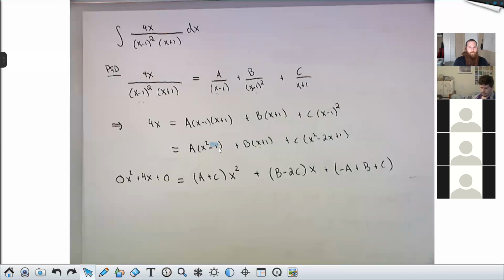And the same thing for the constant. There's negative 1 times a of them here. There's positive 1 times b of them here. And there's positive 1 times c of them here. So negative a plus b plus c.